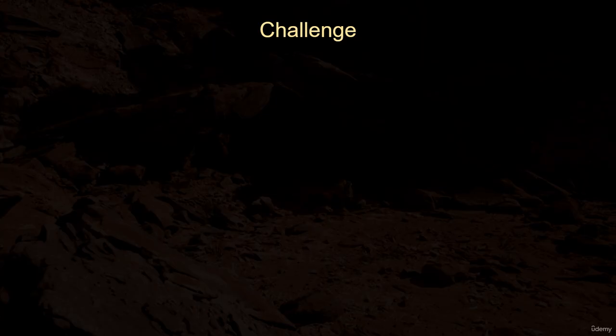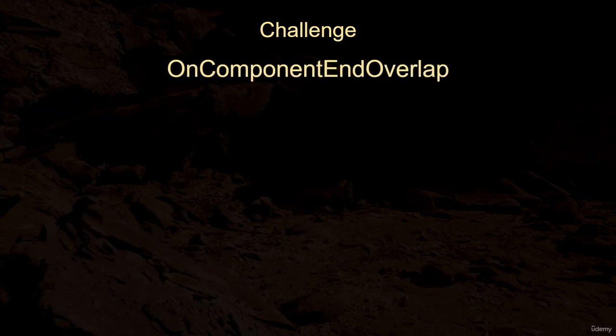Welcome back. Now, in this lecture, I'm going to give you a challenge. We know that the primitive component has an onComponent begin overlap delegate. Well, it has lots of delegates, including an onComponent end overlap delegate. And this works very similarly. The only difference is it's fired off when something stops overlapping with the component.